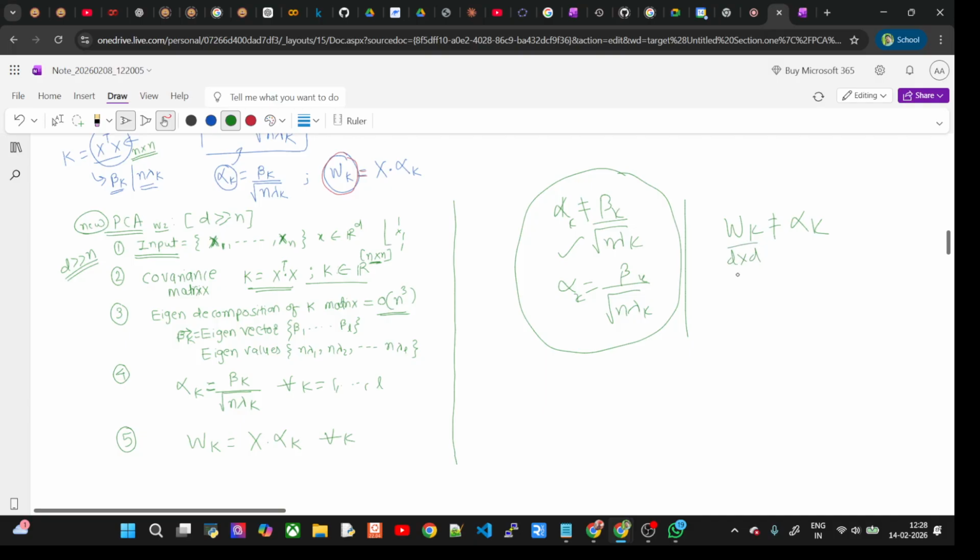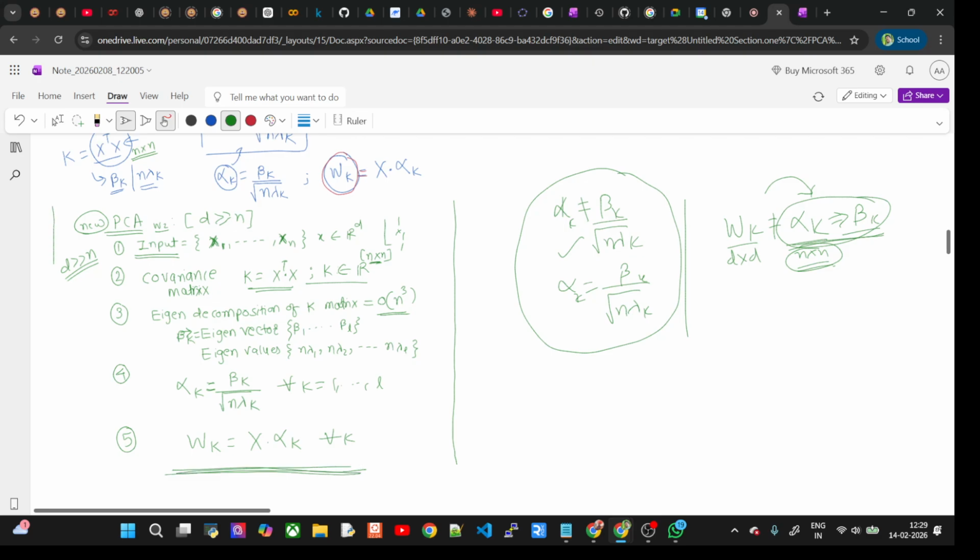wk is d cross d, and this is n cross n. From this we derived beta k, because we understood that alpha k is beta k upon under root of n lambda k, and this is n cross n. Then we derived this wk, which is d cross d. We don't need to calculate d cross d directly, because we calculate wk by using this matrix, which is here. So this is the step.